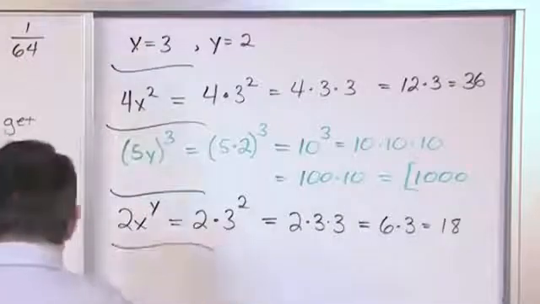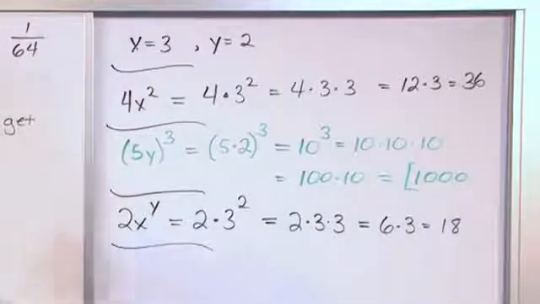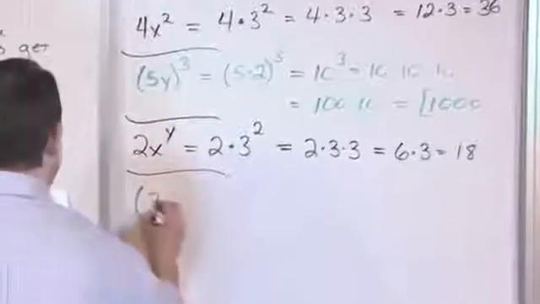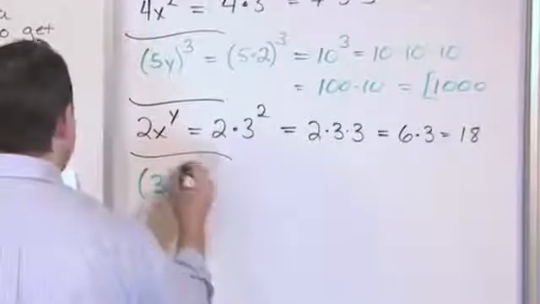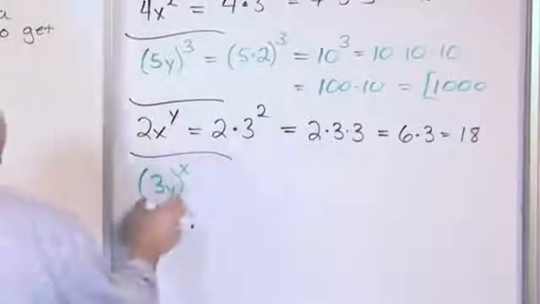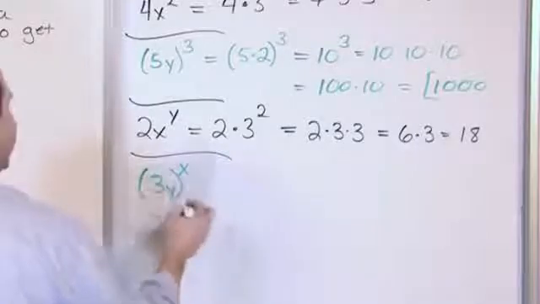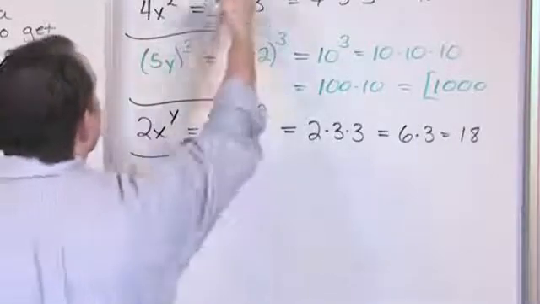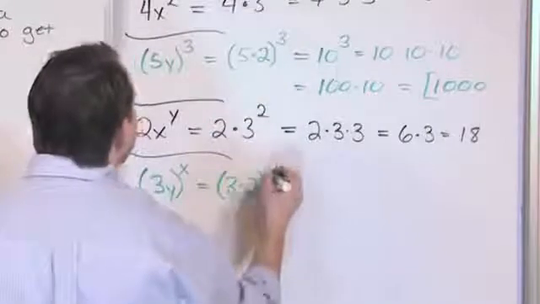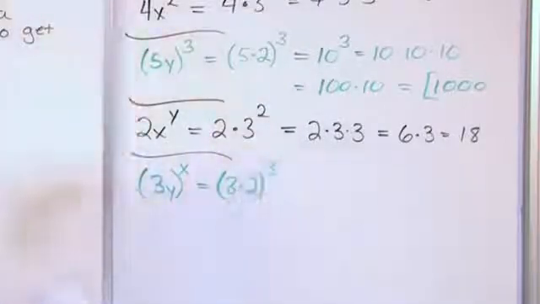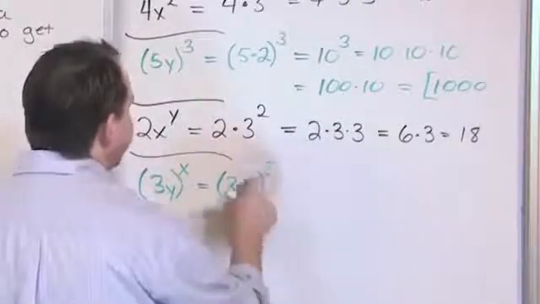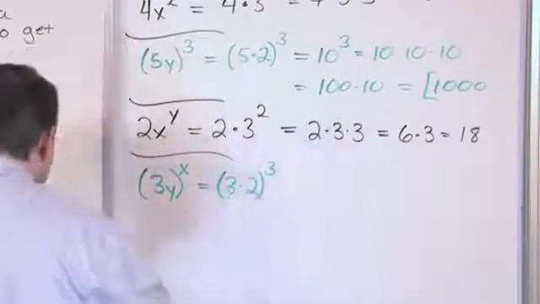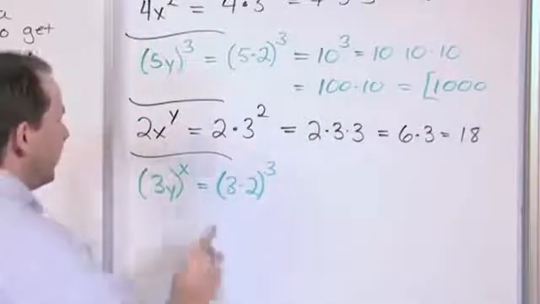All right, let me change colors real quick. What if we have 3y raised to the power of x? And notice that in this case, 3y is wrapped up in a parentheses. So 3 times y is 2, raised to the power of x, which is 3. That's how we're writing this. And now you need to think about, a lot of students will be like, well, do I do the exponent first or do I multiply first? Well, we already said that. We always do what's in the parentheses first, always.